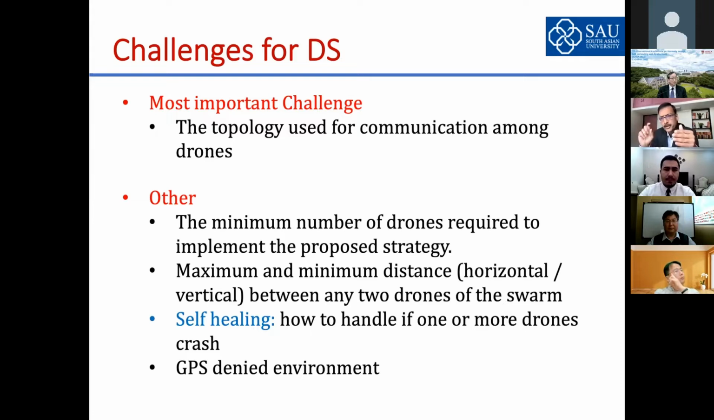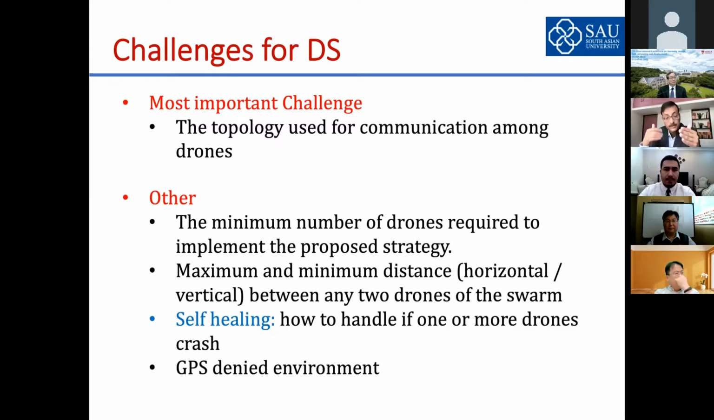And just imagine if there is a delay in the response between these two drones, even by 1 second, they will collide because the distance between them is... usually they keep around 10 kilometers, sorry, not 10 kilometers, it's 10 meters. 10 meters distance between them.